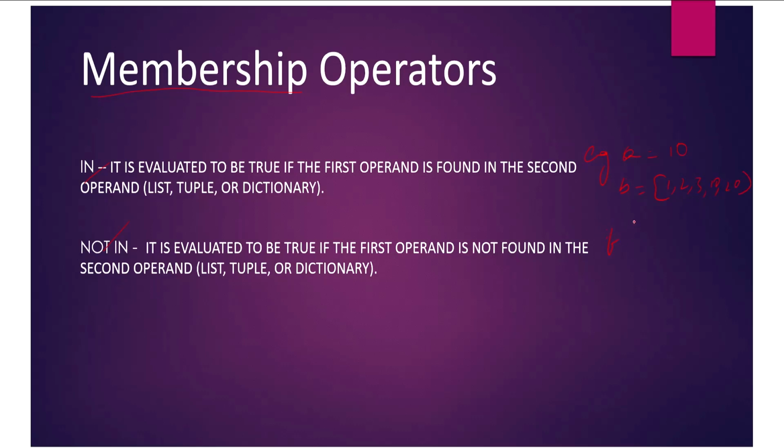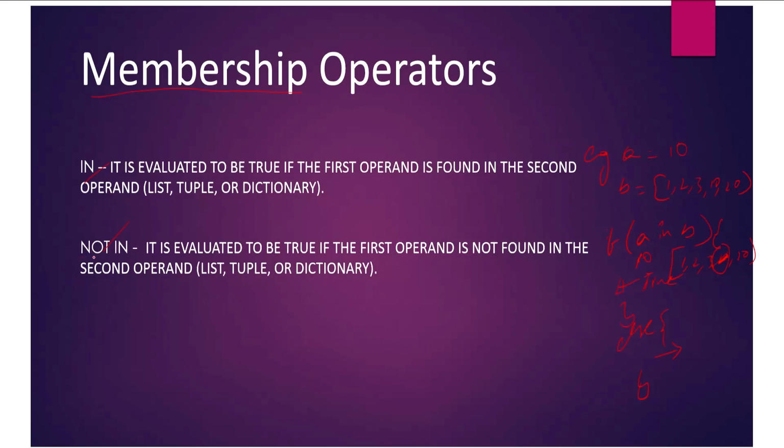Here what we can do is, if a in b, it will check if a is in b or not, whether 10 is in these values or not. If 10 is in these values, it will be evaluated as true. Since 10 is there, the output will be true and it will enter into the if block and execute the code within the if block. If 10 is not there, it will return false and it will go to the else block and execute the code within the else block.